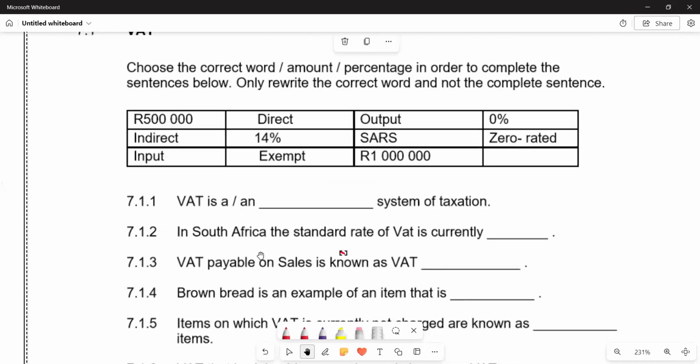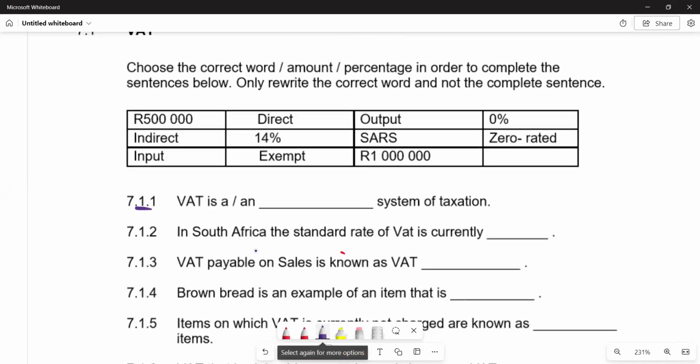If you go to 7.1.1, it reads VAT is a or n system of taxation. So go to the responses that you are given there and look for the correct one. Remember, VAT is just an indirect system of taxation, so we can just say indirect taxation. Indirect taxation refers to a tax that is levied upon goods and services before they reach the customer, who ultimately pays the indirect tax.